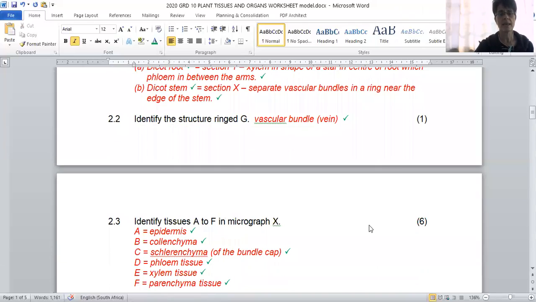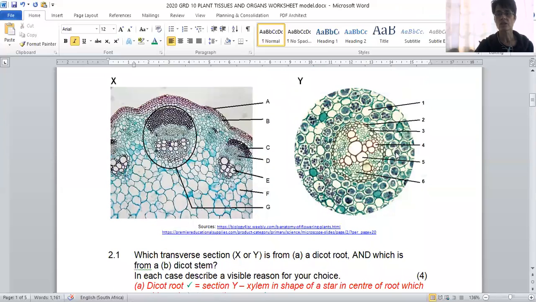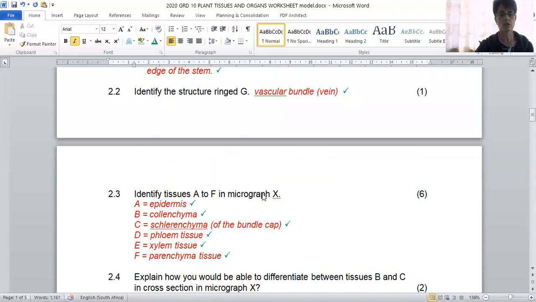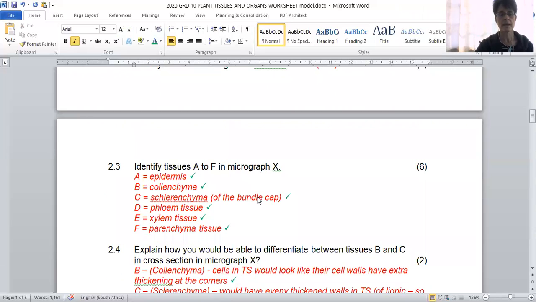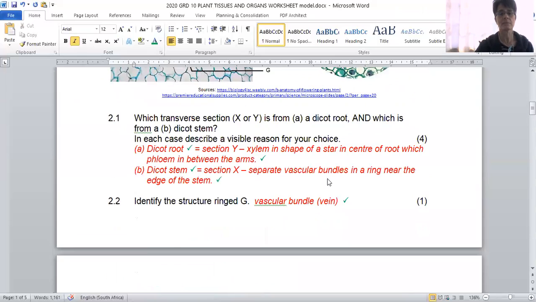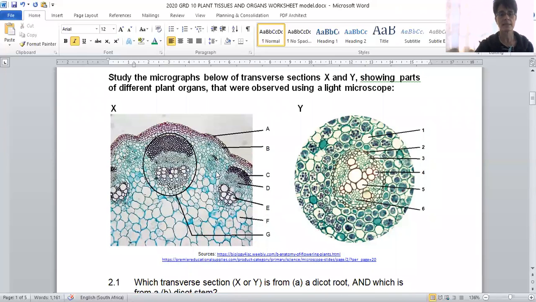2.3, tissues A to F in micrograph X. So we are looking at epidermis. Yes, I know it's not very visible, but we know this now. Collenchyma, sclerenchyma, phloem, xylem, parenchyma. Okay, you can go and stop that. Explain how you would be able to differentiate between tissues B and C in micrograph X. B and C. B is collenchyma, C is sclerenchyma.